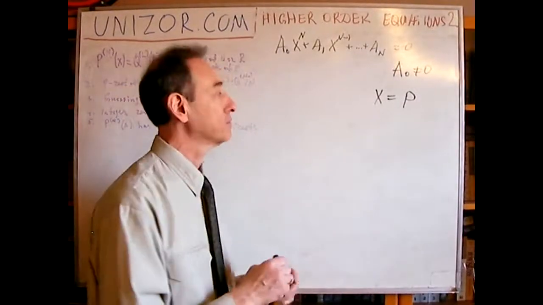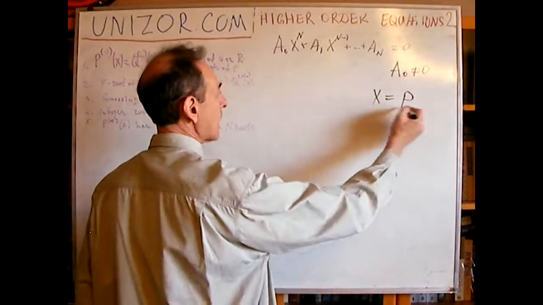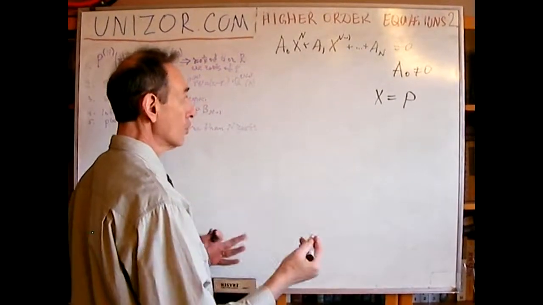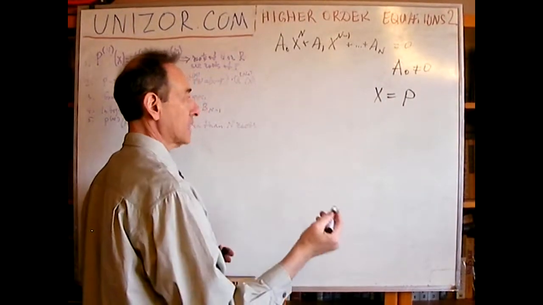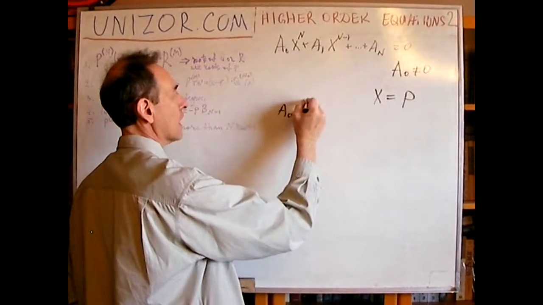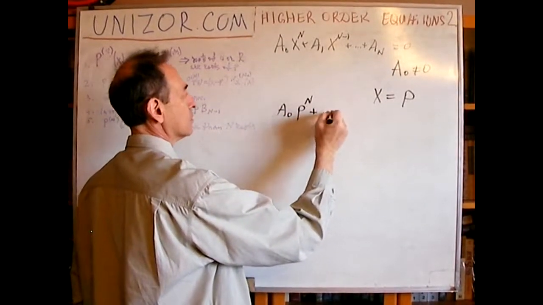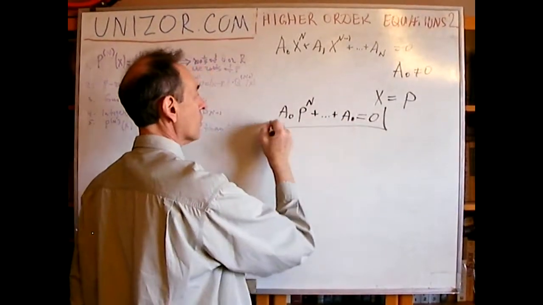And here is why. So what I'm going to say is the following. For instance, x equals p is a root of this particular polynomial. What does it mean? Well, it means that a0 p to the n plus etc. plus an is really equal to 0.